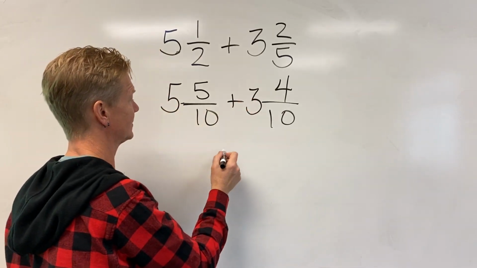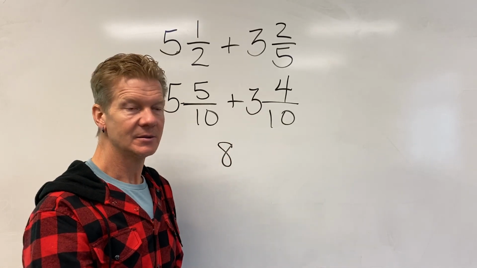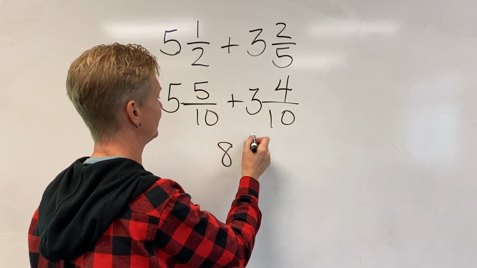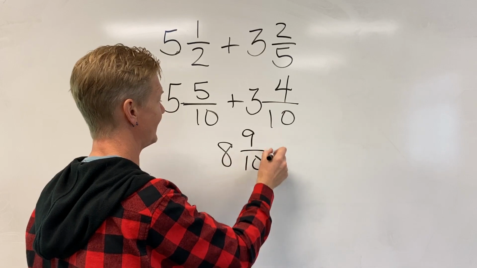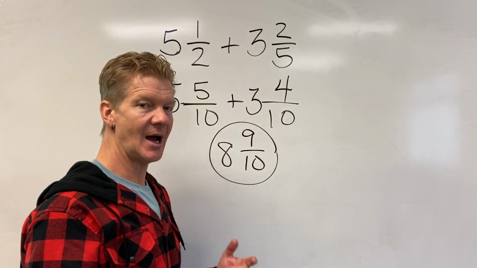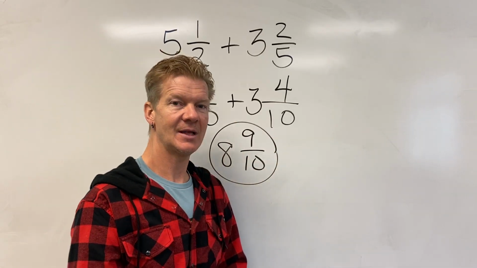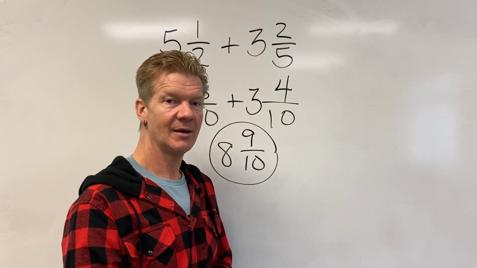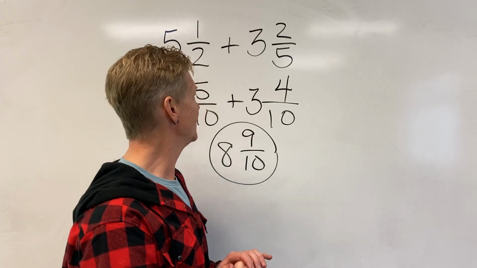So 5 plus 3 is 8, okay? The numerators, 5 plus 4 is 9. Denominator stays the same, and it's in lowest terms. And I said it should be around 9, and that's 8 and 9/10. That's about as close as you can get. That's all you do. No mixed numbers, no need for anything else.